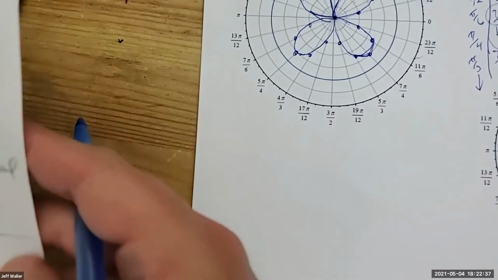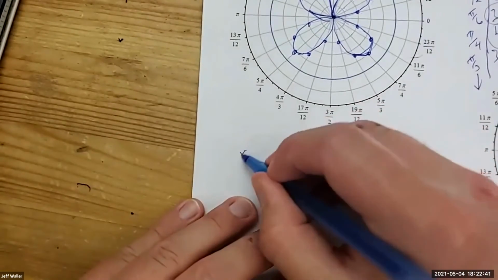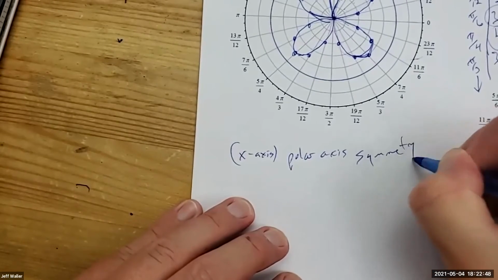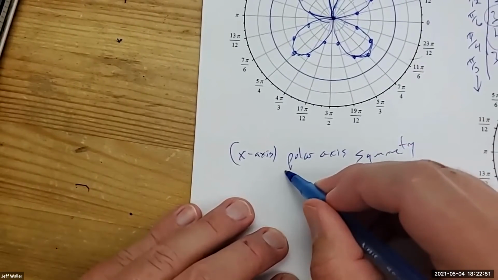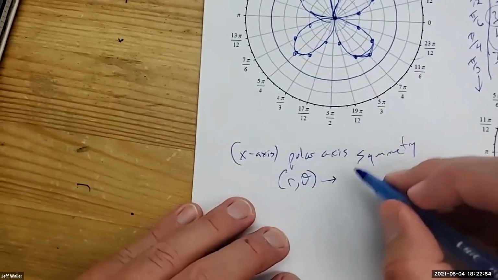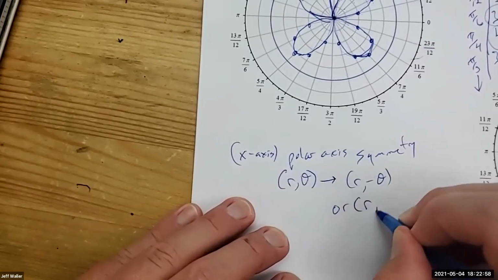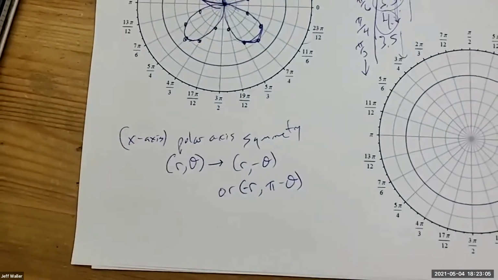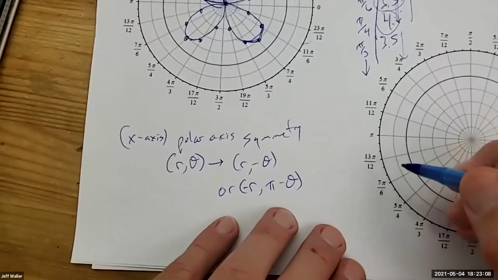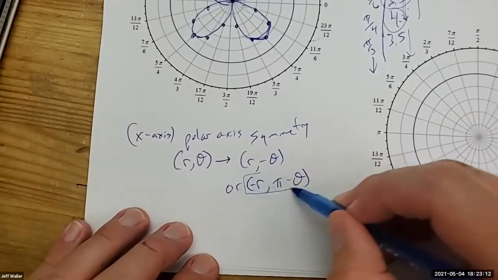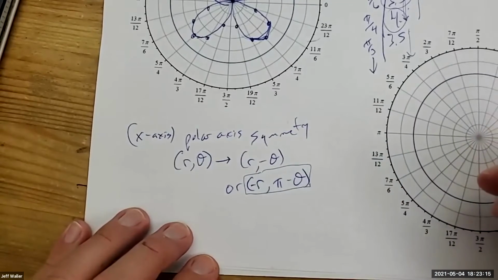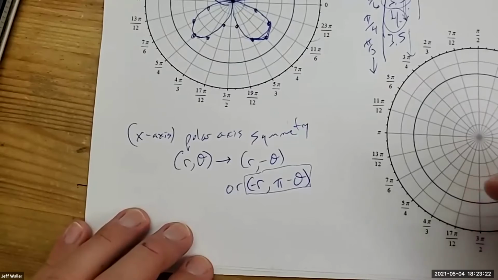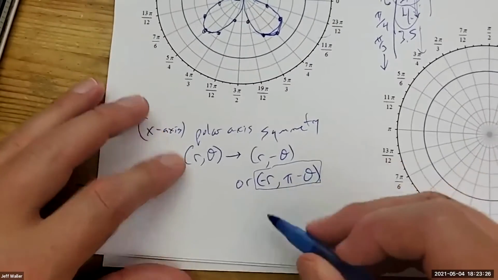Who still has their notes right there? How do you figure out symmetry with respect to the x-axis? Change r, theta to either r, negative theta, or negative r, pi minus theta. Right? That was how to check it. Did we check this one? No, I don't think so. Let's check. I'm trying to remember myself.